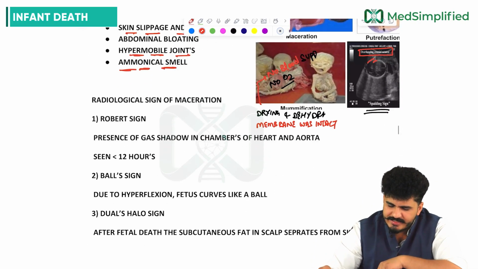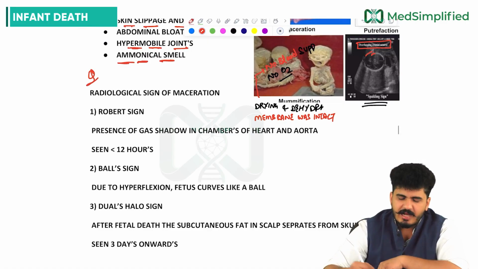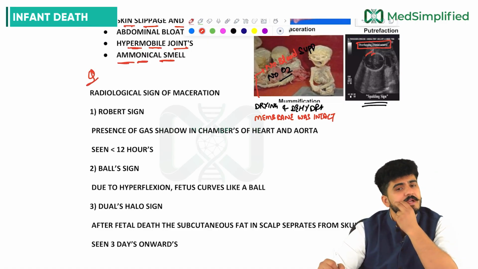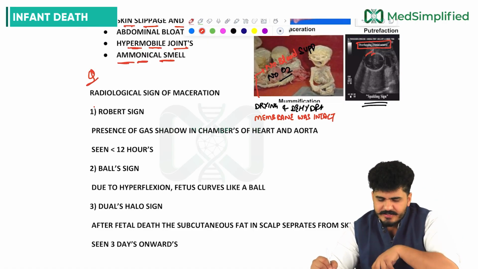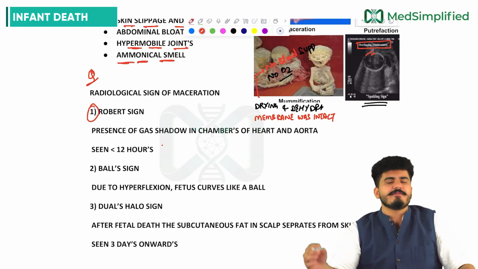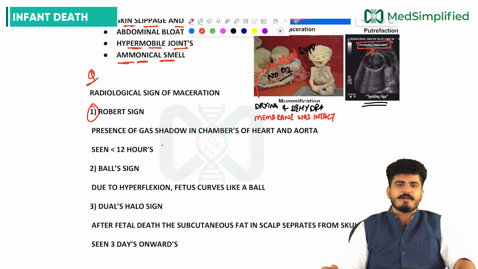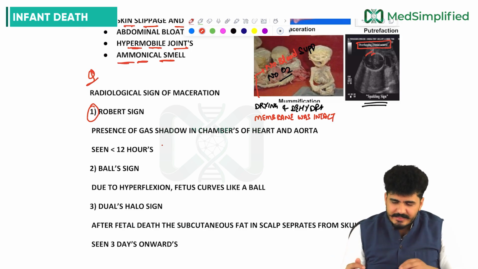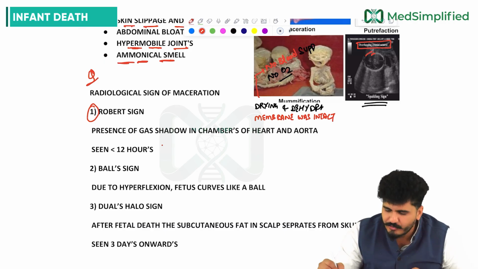Now, radiological signs of maceration. How do you check radiologically that maceration has happened? Number 1 would be the Robert sign. What is the Robert sign, my dear friends? The Robert sign is the presence of gas shadow in the chambers of the heart and the aorta.